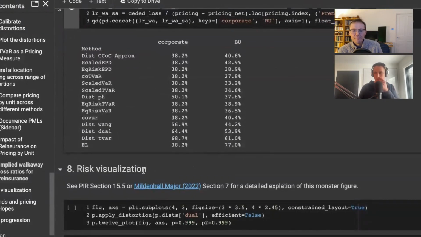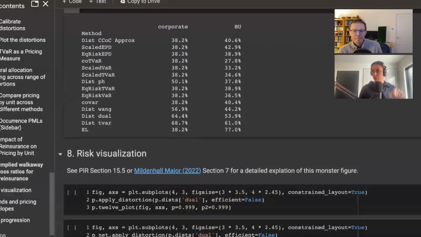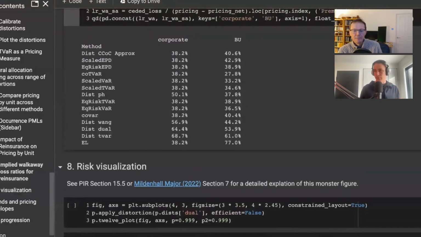Okay, so we'll say this one more time, and you're okay to stay on for a few more minutes? Yeah. Steve? Yep. Yeah, okay, good. So risk visualization, you're going to record some videos that are going to kind of walk through the rest of this book. Yes.